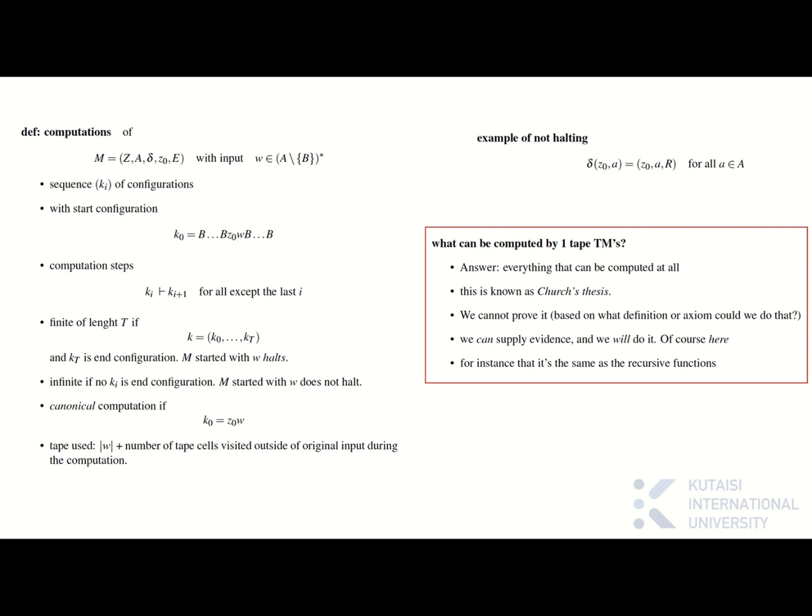And the Church thesis now translates to: everything that is computable is computable by a Turing machine. Again, we cannot prove this because we do not have the definition. Basically, the Church thesis can be thought of as a definition of computability. And we can supply evidence: many familiar things, and of course mu recursive functions as well, will be computed by a Turing machine.